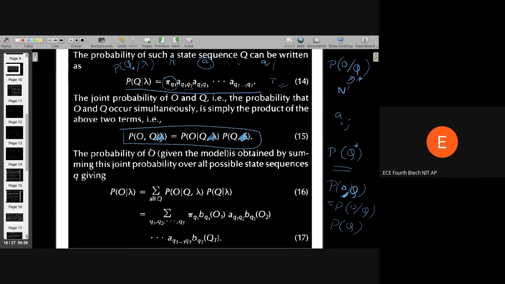And how do you get the probability of O? If it is a joint distribution and you want a marginal distribution, how? You sum over the variable that you don't want. So if you sum this over all possible q, how many q's are there? N to the power t possible q sequences are there. If you sum them, you will get the probability of O, the probability of the observation given this model. I am skipping this lambda here for your convenience so that you understand, but remember, you should keep this notation as it is.